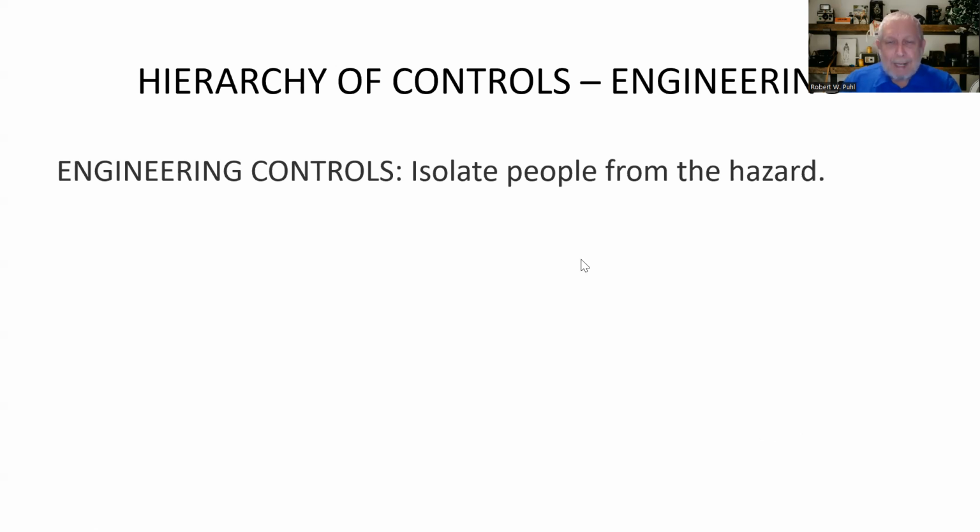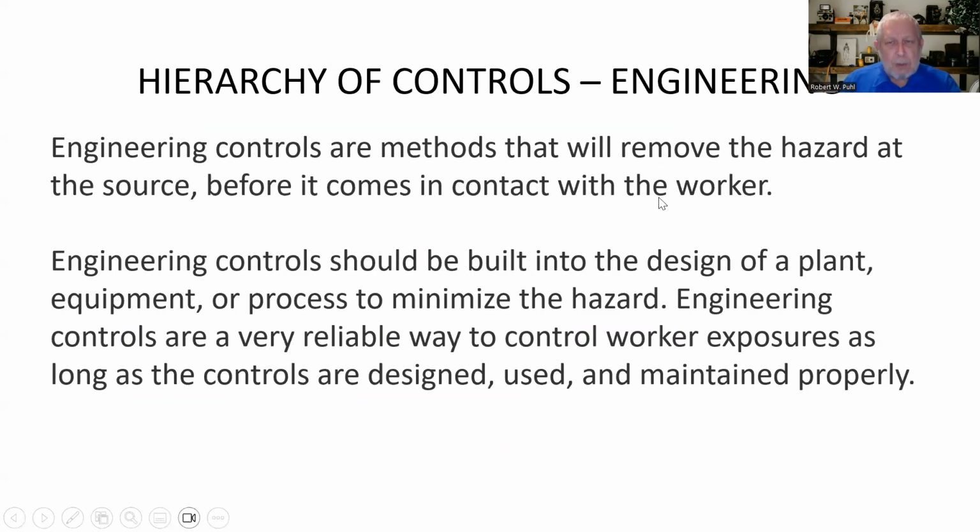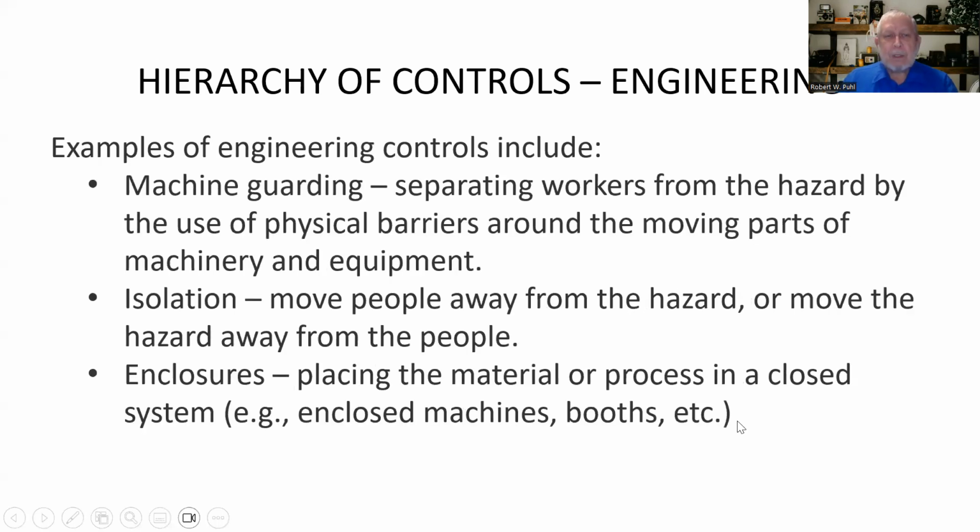Engineering controls isolate people from the hazard. Engineering controls are methods that will remove the hazard at the source before it comes in contact with the worker. Engineering controls should be built into the design of a plant, equipment, or process to minimize the hazard. Engineering controls are a very reliable way to control worker exposures as long as the controls are designed, used, and maintained properly. Examples: machine guarding.